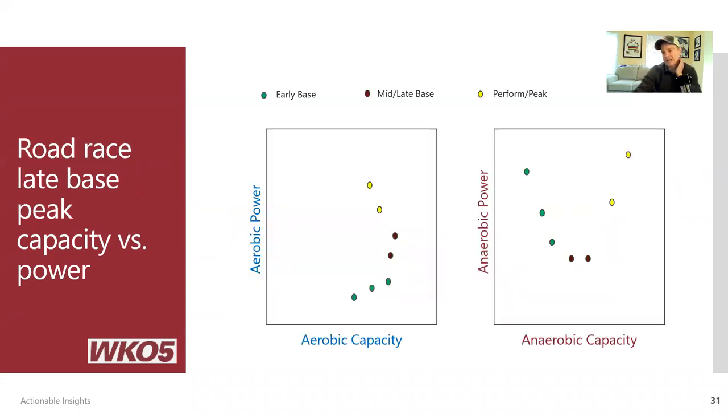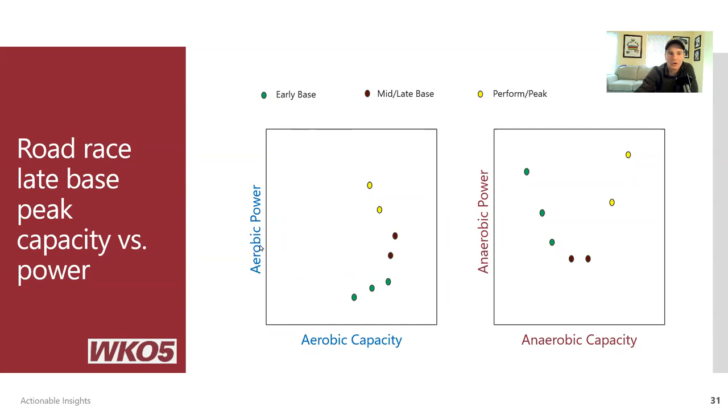Here's another way to look at it. Caveat: they should take away my ability to do PowerPoint art. This is not a chart. This is a visualization of something I'm about to say. There's no X and Y chart. I put dots on the chart, as you can see, and I made all my own stuff up. But I just want to give a visualization. Green is early base, red is mid base, and yellow is the perform to peak phase.